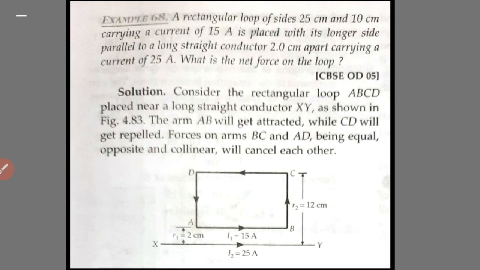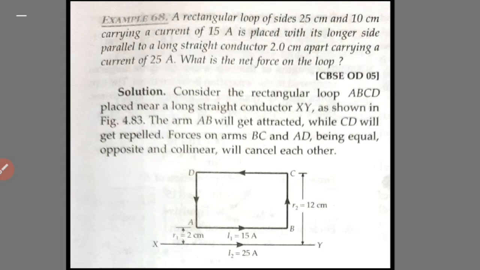First, a rectangular loop of side 25 cm and 10 cm carrying a current of 15 ampere is placed with its longer side parallel to the long straight conductor, 2 cm apart, carrying a current of 25 ampere. What is the net force on the loop?